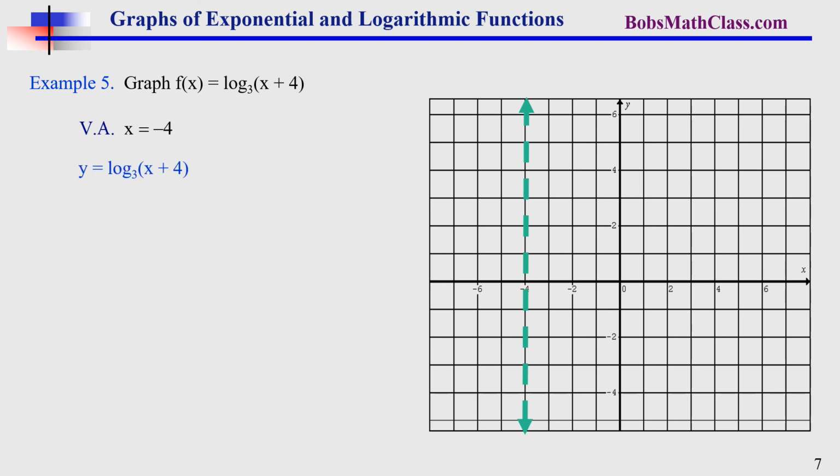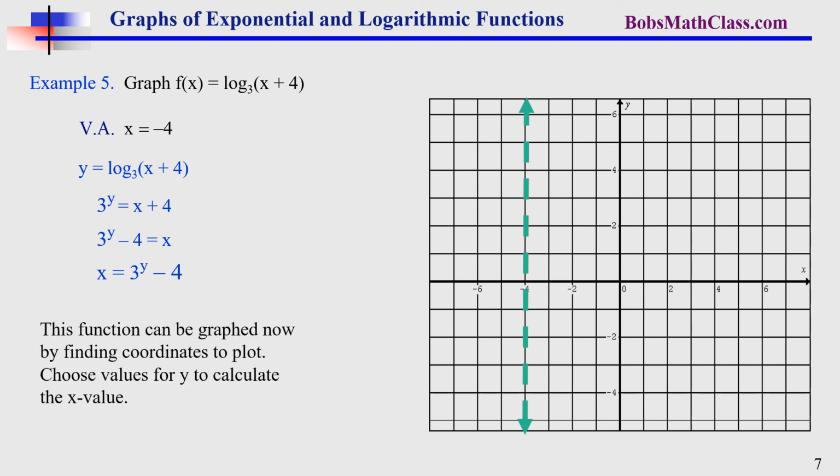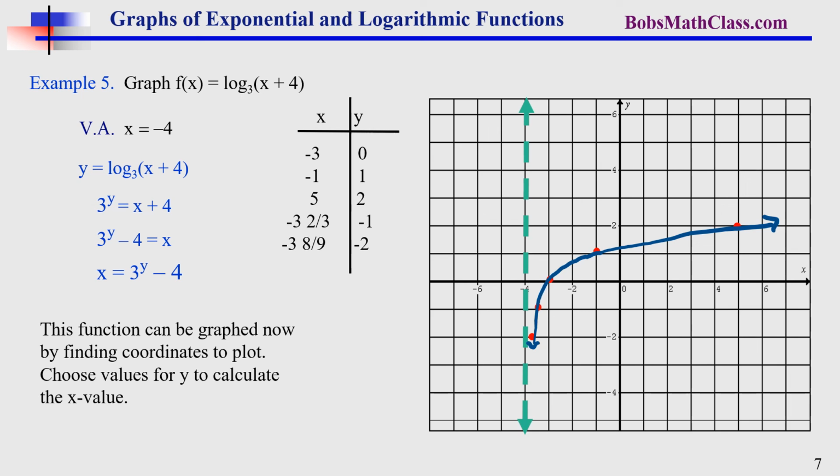Now we're going to change it into exponential form. Got to subtract 4 on both sides. So we can't get y by itself, but we could get x by itself. And now we're going to make a table. I just rewrote it. x equals 3 to the y minus 4. Make a table and choose values for y. So my y values, I started with 0, and then 1 and 2, and negative 1 and negative 2. Those are my end results. Plot the points. Draw it in. And I think that's it.